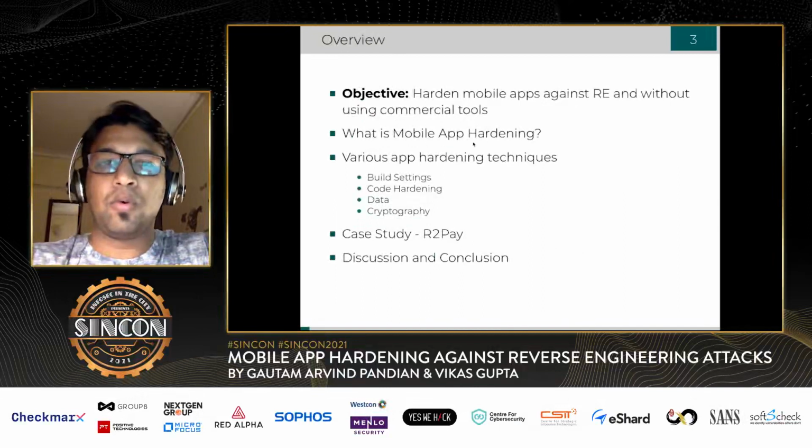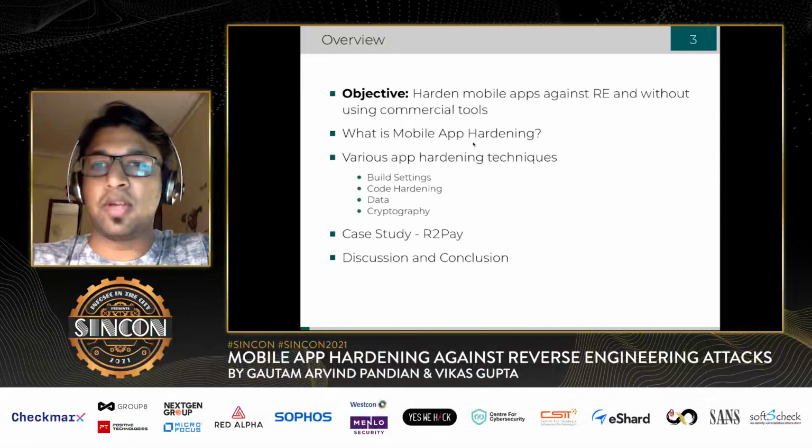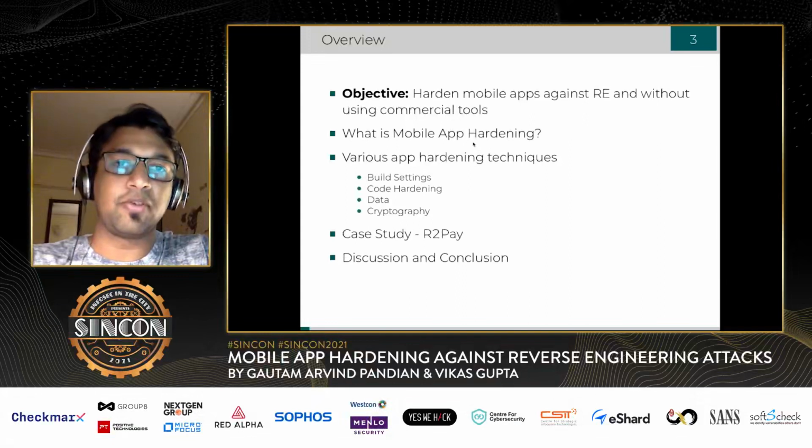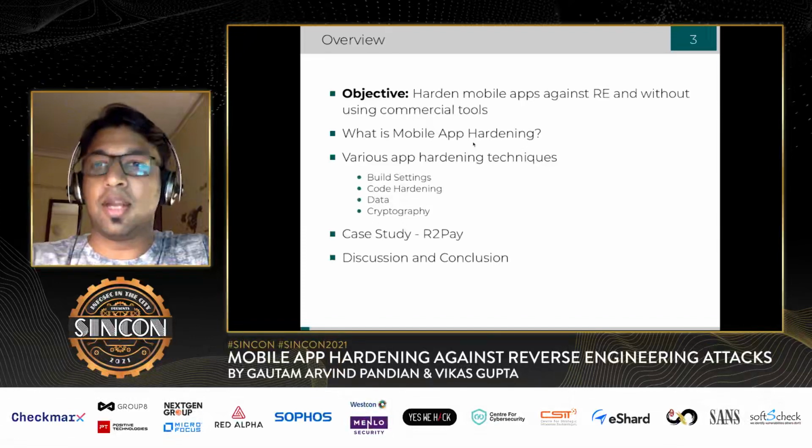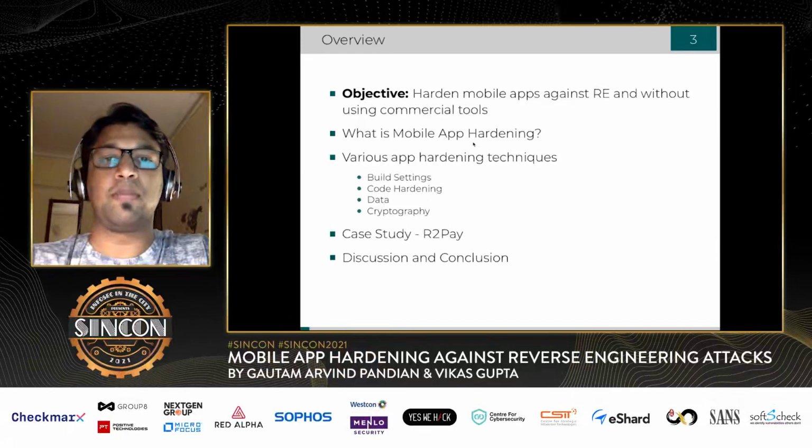So a quick overview of what is coming up in this presentation. Our main goal today is to talk about how to harden mobile applications against reverse engineering without using commercial tools. There are many commercial tools, but there are a lot of things which can be achieved without them by small steps and small configuration changes by the developers themselves. They can harden the applications.